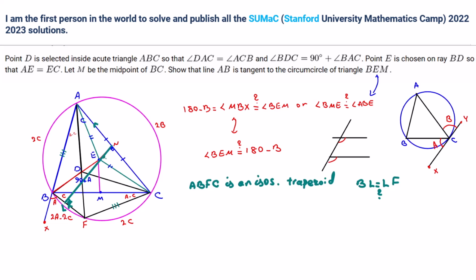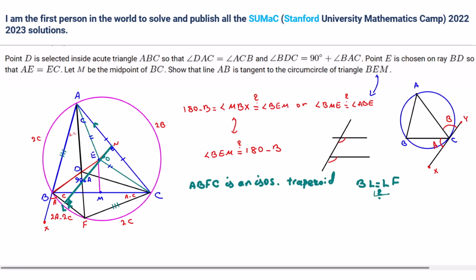For example, O here, some point here, if you consider. And because again, the perpendicular bisector of this also passes through O, because these two are parallel to each other, their perpendicular bisectors are parallel and they intersect in O, so it should be the same line, right? Okay, so we proved BL is equal to LF.